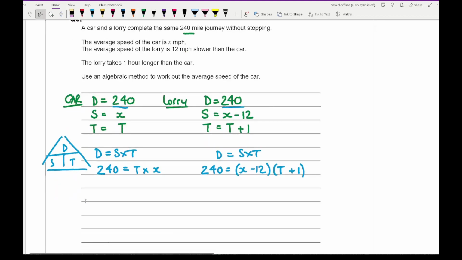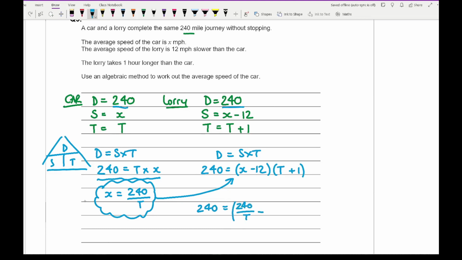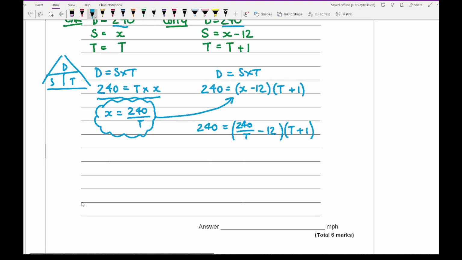Now what we want to try and do is just get one letter. So here I'm going to rearrange this formula to make one of the letters the subject. Let's make x the subject, so x is going to equal 240 over t. Now with this, I'm going to substitute this into the expression. So here I've got 240 equals, I'm not going to write x, instead I'm going to write (240 over t minus 12) times (t plus 1).